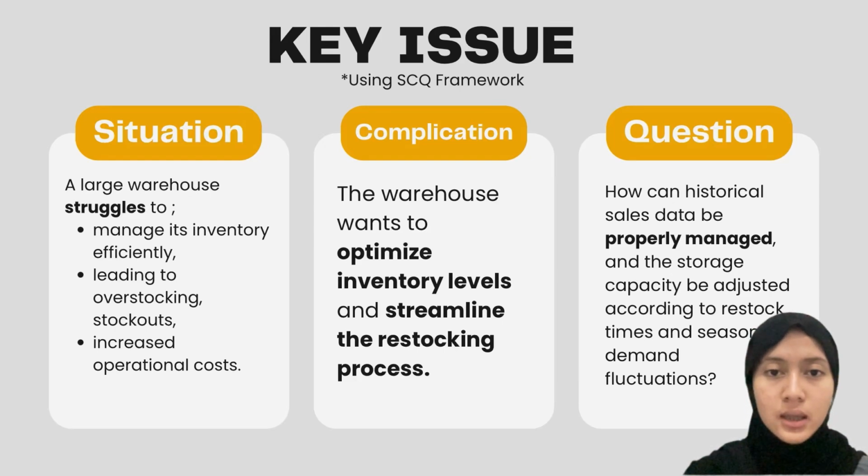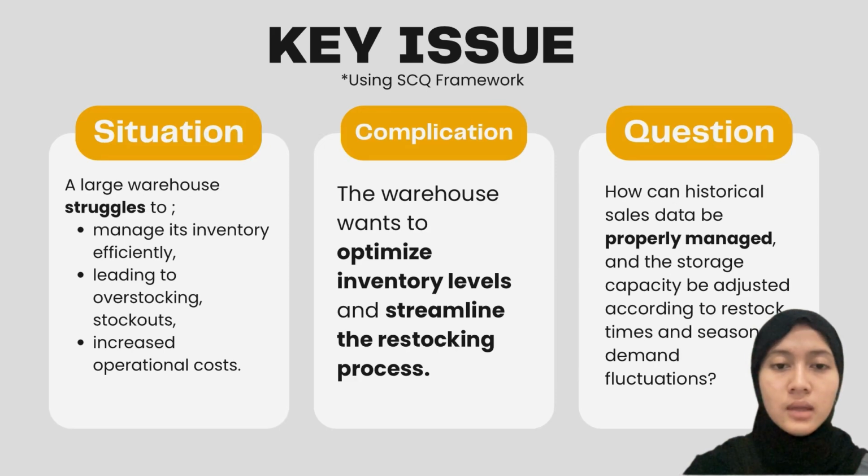The first thing we need to do is look into the key issue. Here we're using the SCQ framework. For the situation, we have a large warehouse that struggles to manage its inventory efficiently, leading to overstocking and stockouts, increased operational cost. And the complication: the warehouse wants to optimize inventory levels and streamline the restocking process. The question is, how can historical sales data be properly managed and the storage capacity be adjusted according to the restock times and seasonal demand fluctuations?